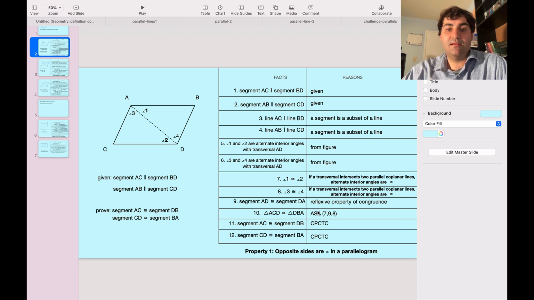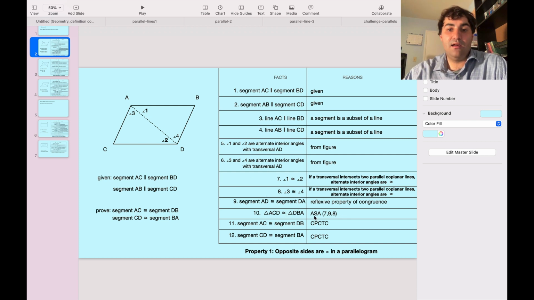right? Because of the reflexive property of congruence. Remember, if two segments are congruent, then they both measure the same length. So it's not going to matter: if we measure the length of segment AD, it's going to be the same as measuring the length of segment DA. In other words, which direction we take doesn't really matter for that.